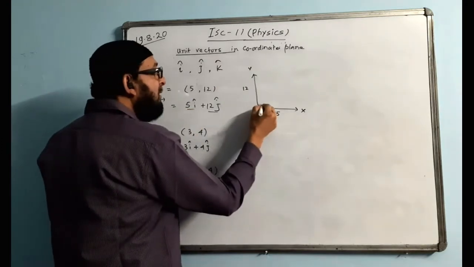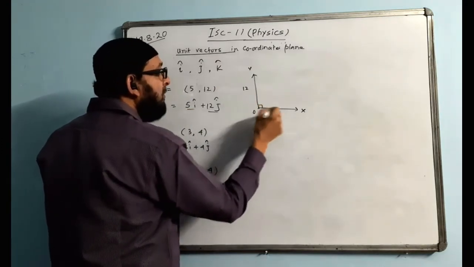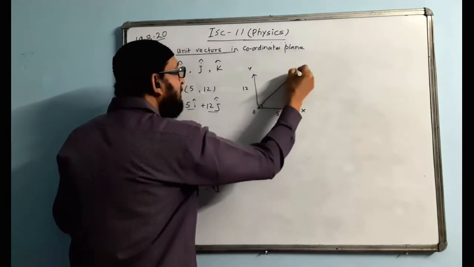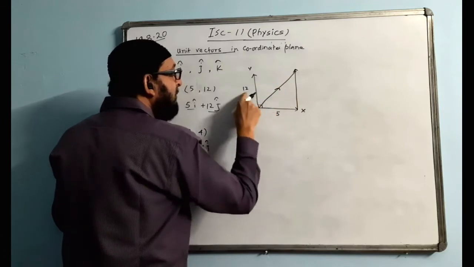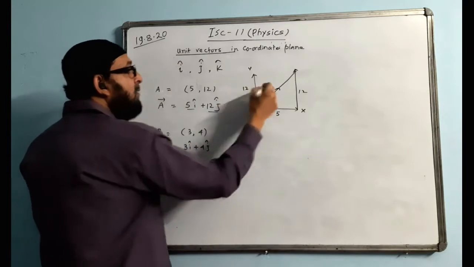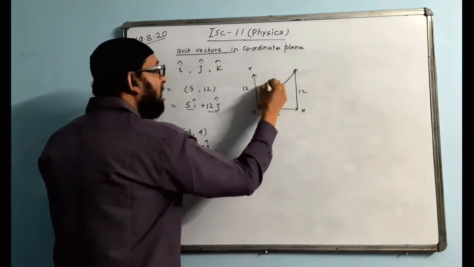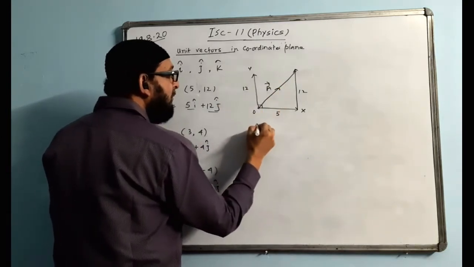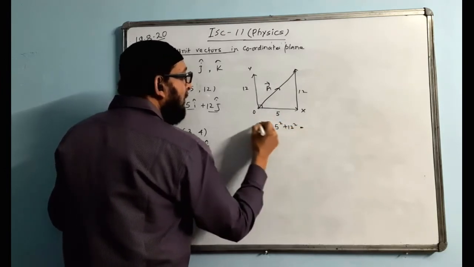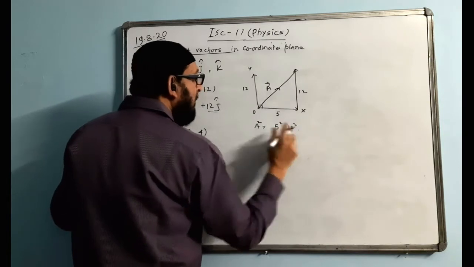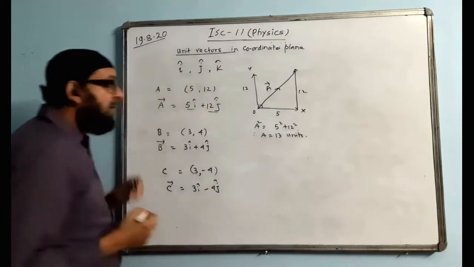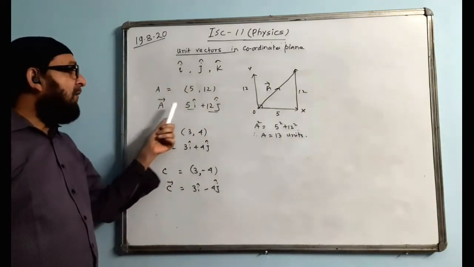If you have to find the resultant of these two vectors, for that we will draw a triangle. So the triangle is like this. This is 5, this is 12. This is the resultant, which is given by A. And how to find the magnitude of A? The magnitude of A will come by Pythagoras theorem: 5 square plus 12 square. Therefore, the value of A will come 13 units.